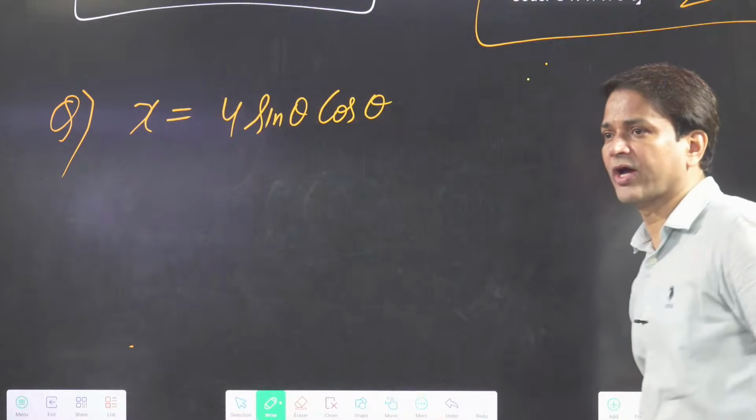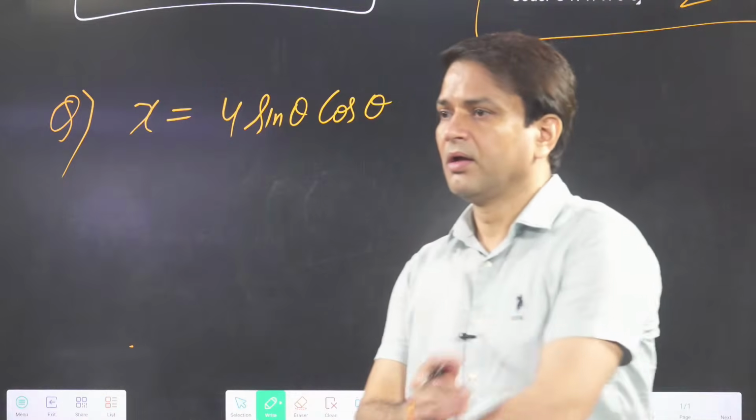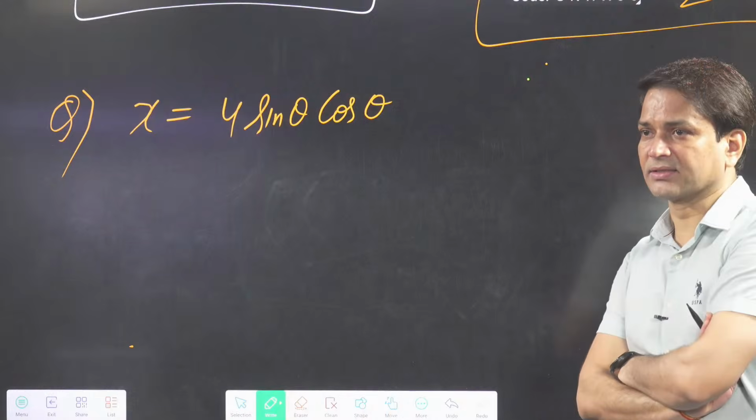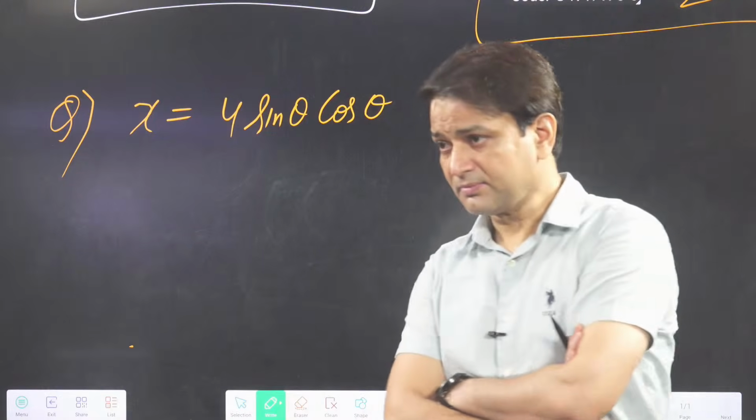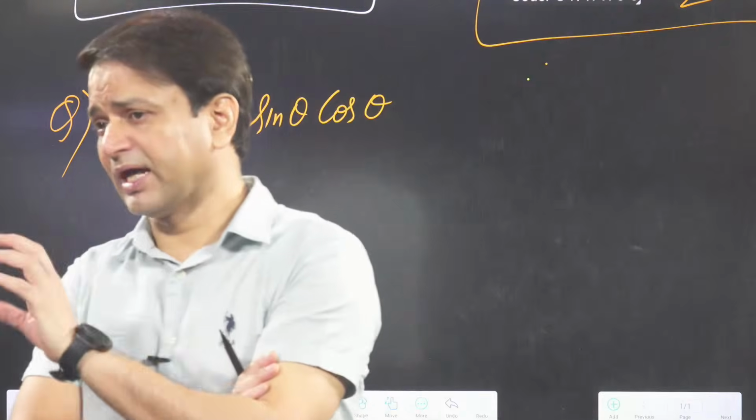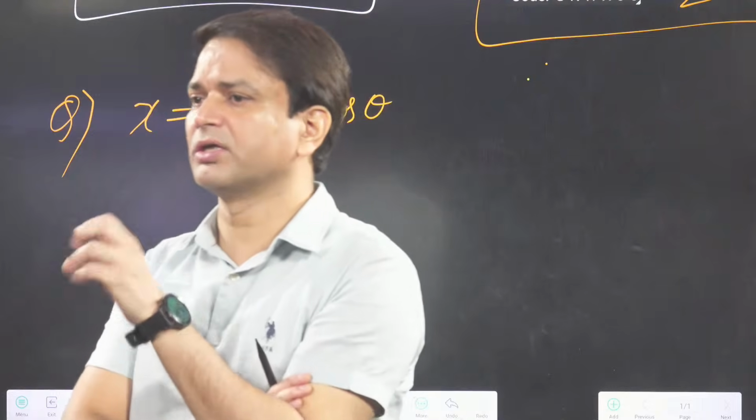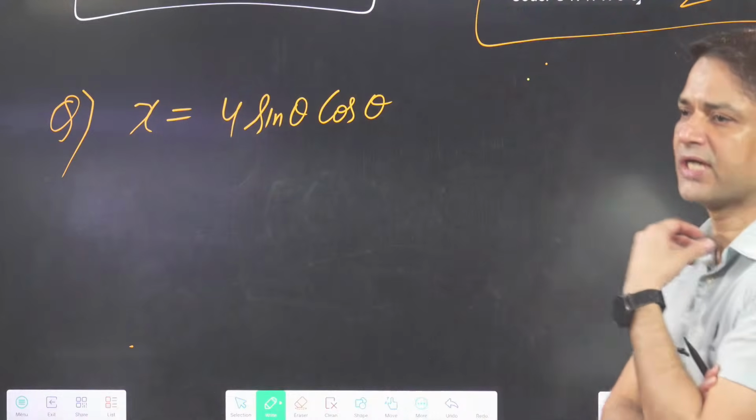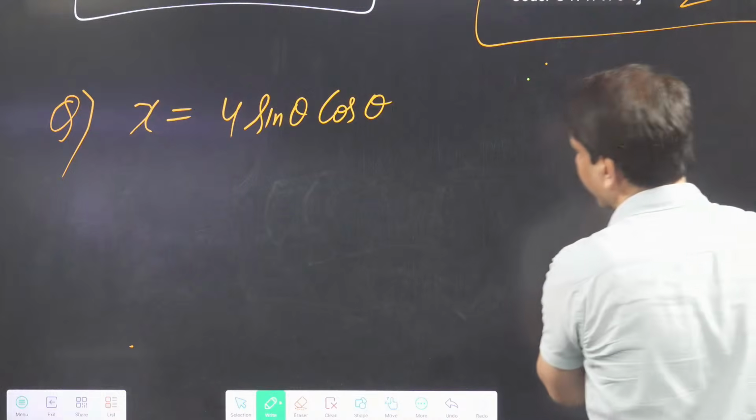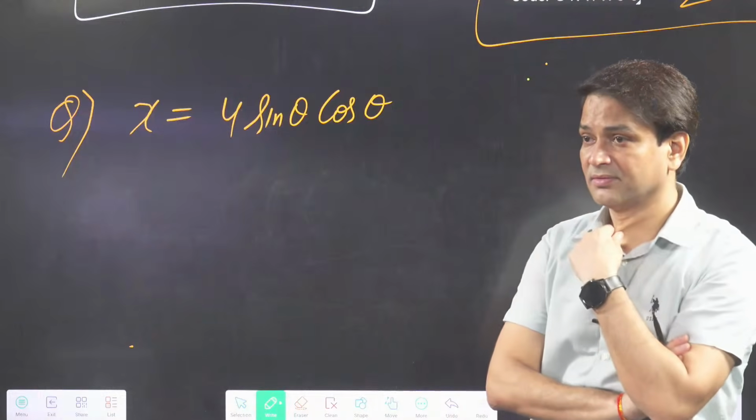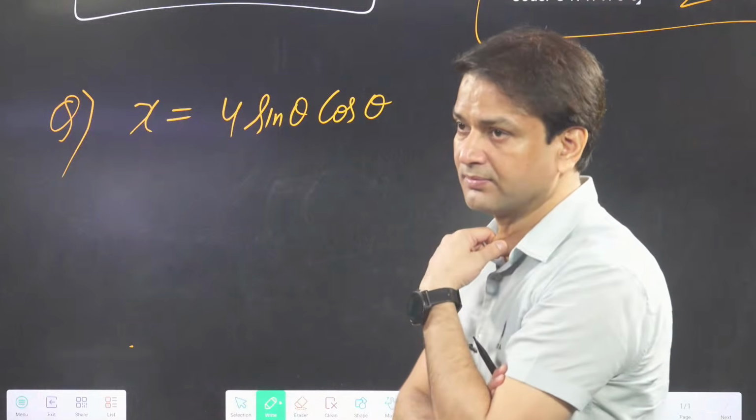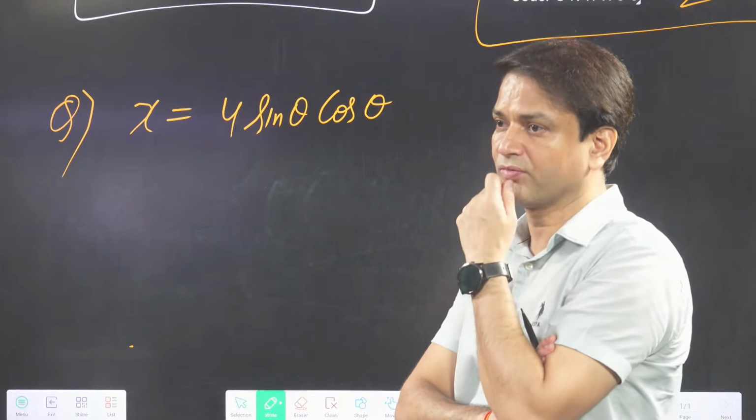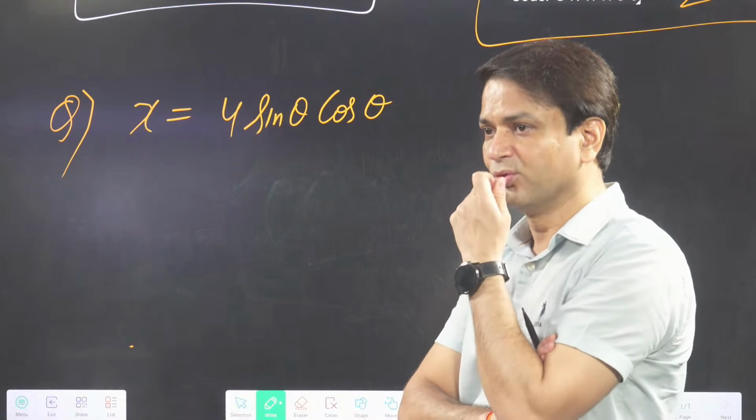What is the maximum value of x? What is the maximum value of x? I said separately, sin theta maximum value is what? 1. Cos theta maximum value is what? 1. Now I am asking, x is equal to 4 sin theta cos theta. What is the maximum value of x? Somebody is saying 2, somebody is saying 4, 2.